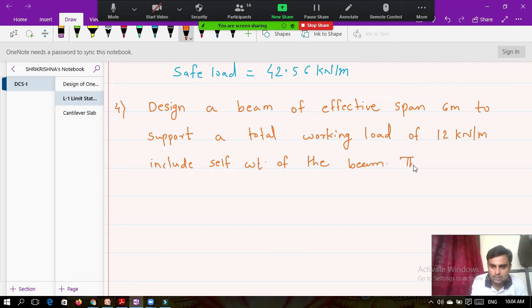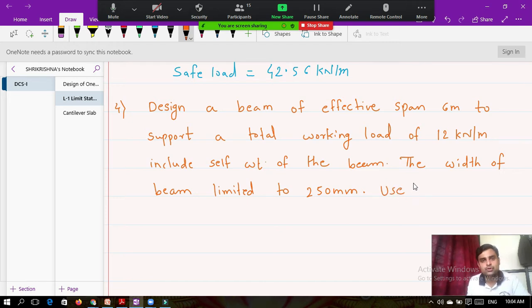The width of the beam is limited to 250 mm. Use M20 and Fe415. Okay, so this is the given problem.